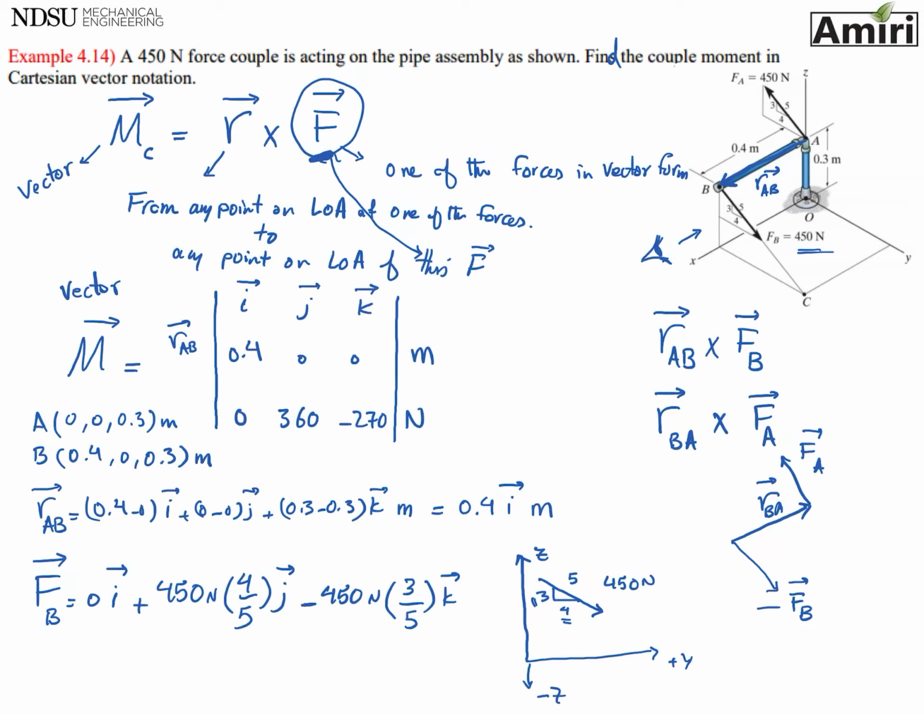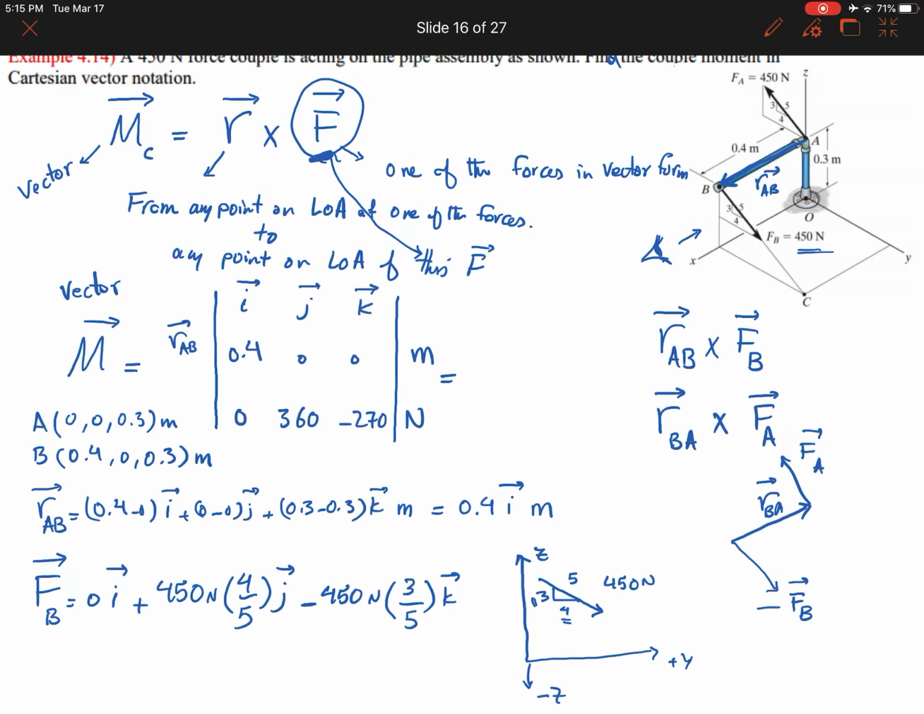If you do this matrix, you are supposed to get an answer that has I, J, K in it. So it's getting kind of busy here, so I'm going to write it with a different color. If you do the I, J, K, you are going to get 0 I, 108 J plus 144 K, and the units are Newton meters for this problem.